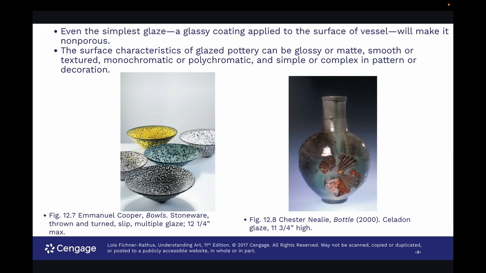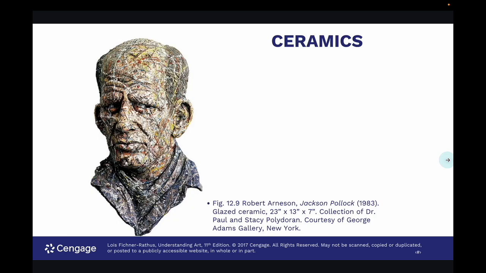So one of the ways that you can do surface decoration with clay is with something called glaze. And that is a glassy coating applied to the surface of a vessel, and it makes it non-porous. So if people want their ceramic work to be waterproof or food safe, they have to glaze it. And the surface characteristics of glazed pottery can be glossy, matte, smooth, textured, monochromatic, polychromatic, simple or complex in pattern or decoration. The ways to glaze pottery, there's infinite ways to do it.